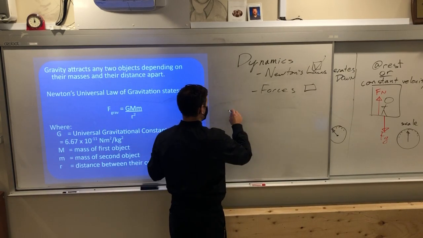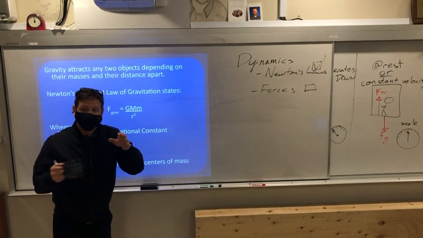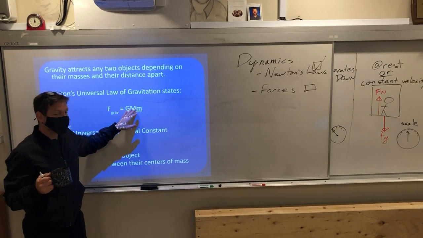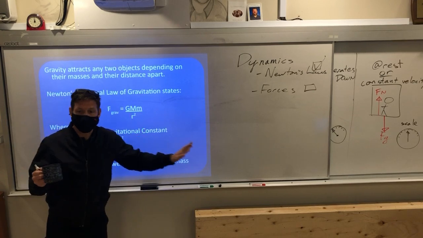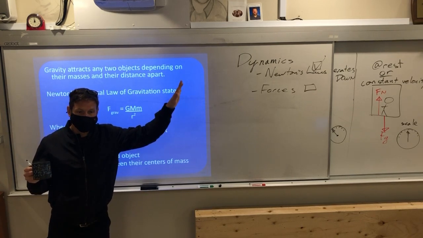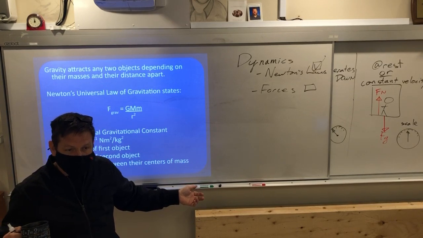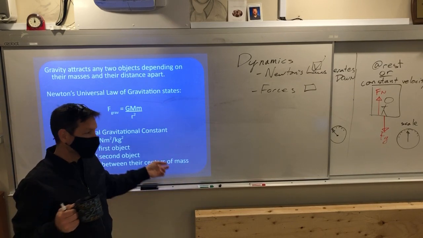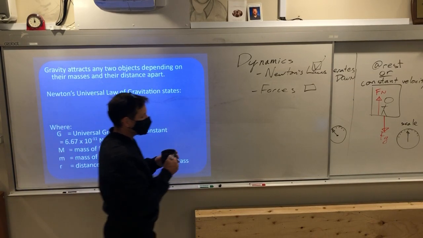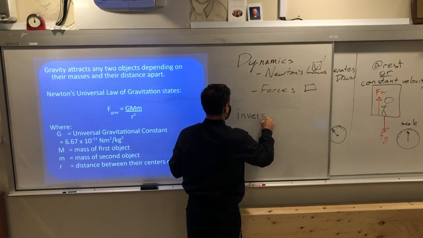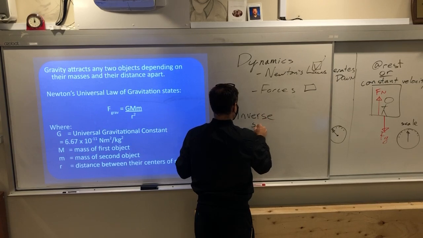Now, the relationship between force of gravity and mass is directly proportional. It's a linear thing, right? If you double the mass, you get twice the gravity. Yes? But with distance, it's an inverse square relationship.